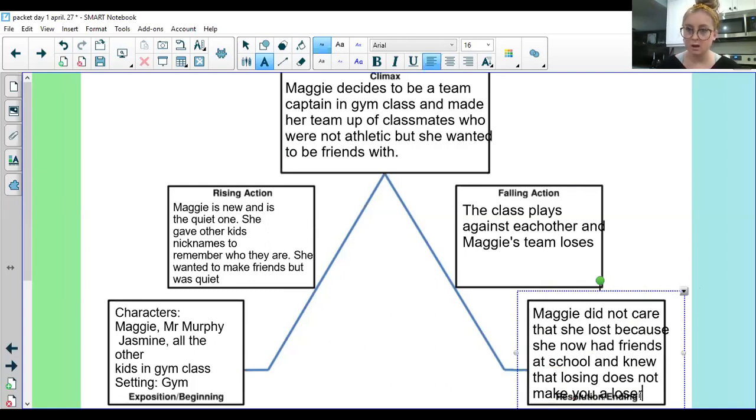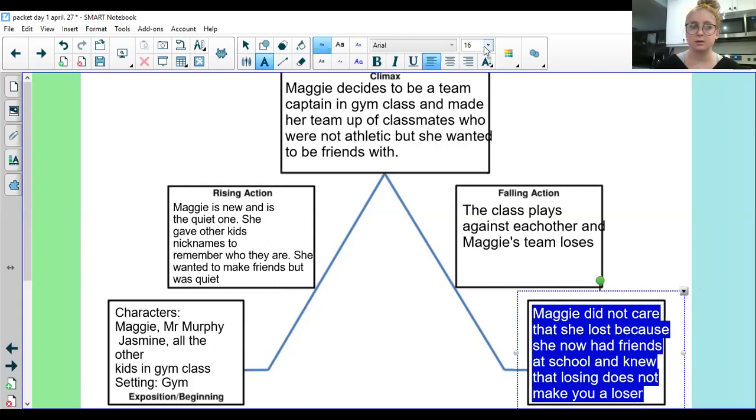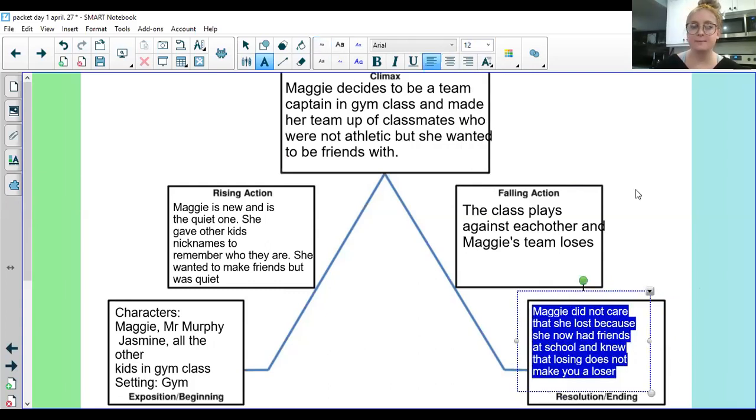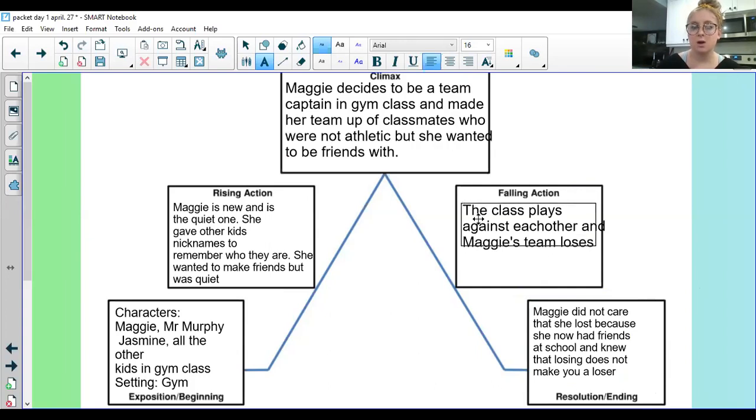Okay. You know, I did that quick, so I'm going to go back over it. I get on a roll and I can't stop. So, our beginning, we have our characters, Maggie, Mr. Murphy, Jasmine, and all the other kids in the gym class, and the setting is the gym. Our rising action is Maggie is new and is the quiet one. She gave other kids nicknames to remember who they are. She wanted to make friends, but was quiet. Maggie decides to be a team captain in gym class and made her team up of classmates who were not athletic, but she wanted to be friends with. So that's our climax, because she stepped up and she spoke when she normally did not.